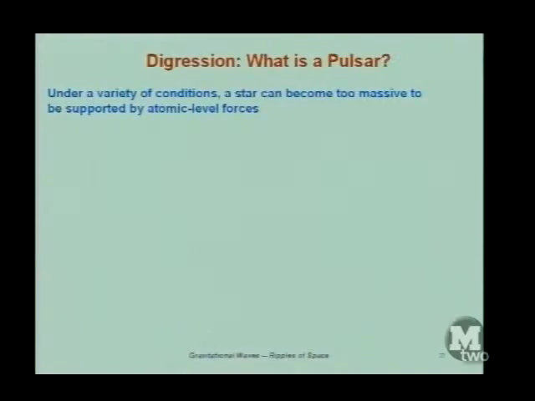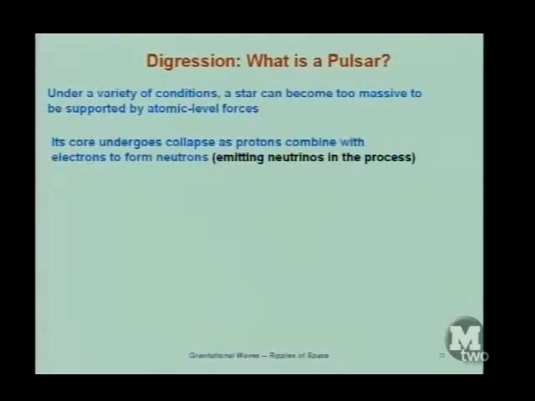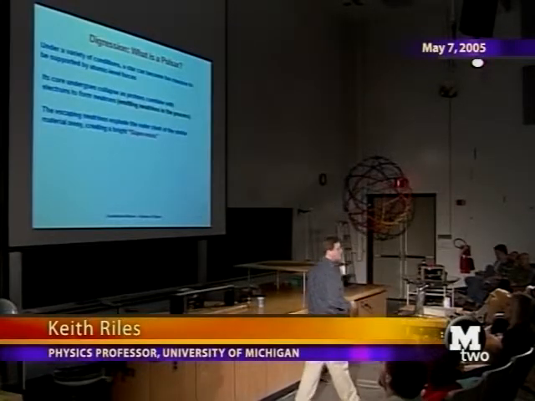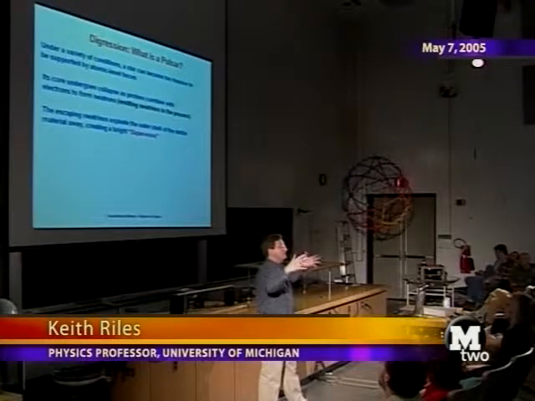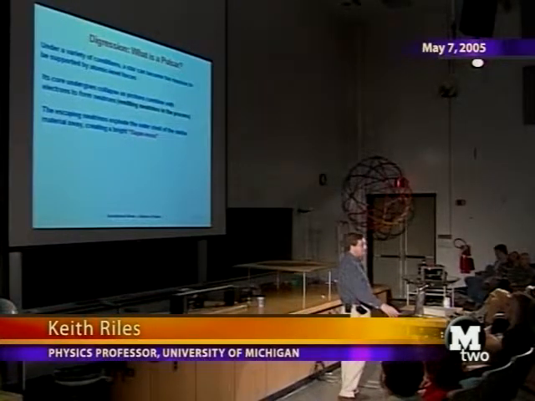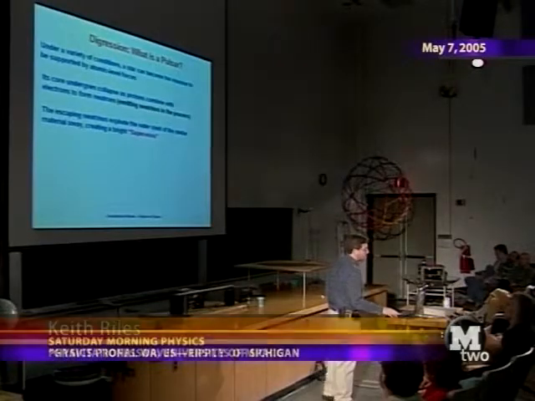Under a variety of conditions, a star can become so massive that it can no longer support itself. The atomic forces that hold a star up can no longer support it, and its core undergoes collapse. Essentially what happens is protons combine with electrons to form neutrons, emitting neutrinos in that process. In fact, you heard a lecture on neutrinos just a few weeks ago. These escaping neutrinos then explode the outer shell, the envelope of our star, creating what's called a supernova, a very bright thing that one can see in the visible and in other frequencies.